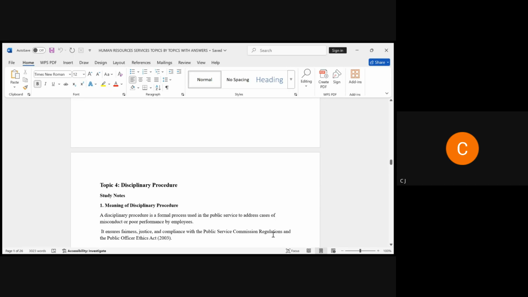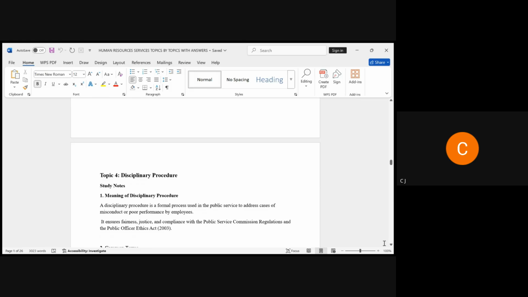So procedure, just know, is a formal process. Disciplinary procedure, you base it in relation to public service. Don't base it in relation to corporate, but in relation to public service. How disputes are being solved in the public service, this dispute of misconduct and poor performance, how it's being addressed in the public service is what we call a disciplinary procedure.